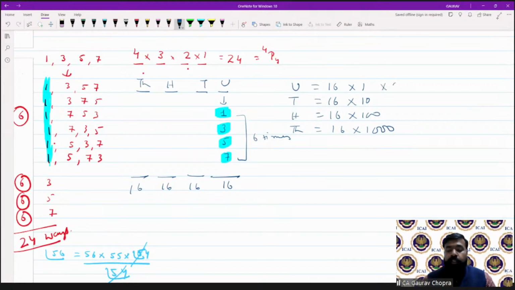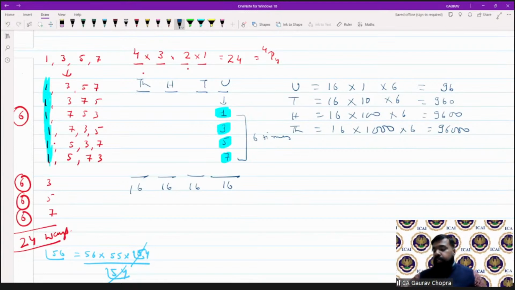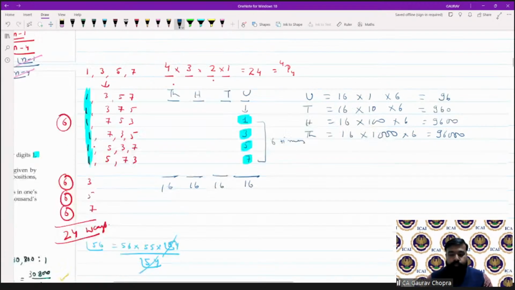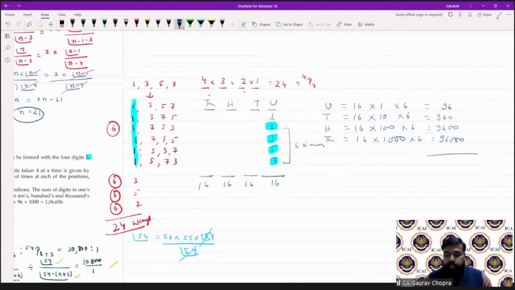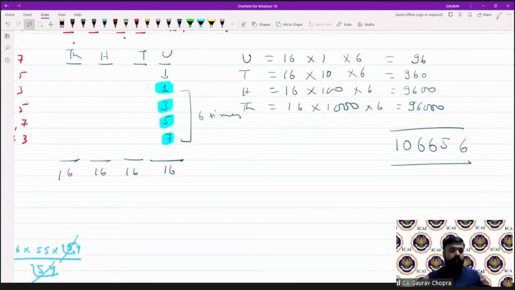And then we also have to multiply with 6 because all these will come 6 times. So it is 96, then 960, then 9600, and 96000. We can add them and get the result. So the total is 106656. This will be the final total.